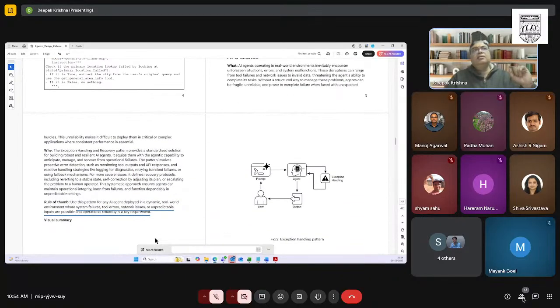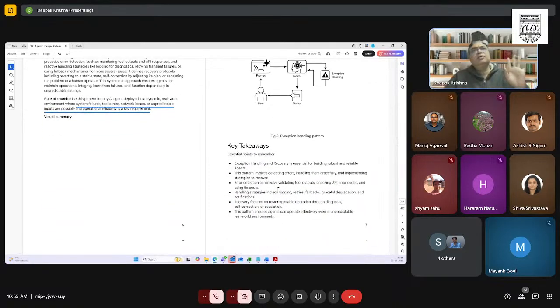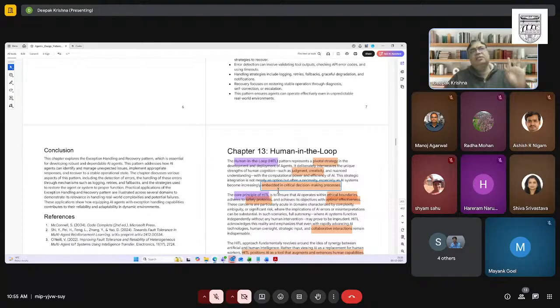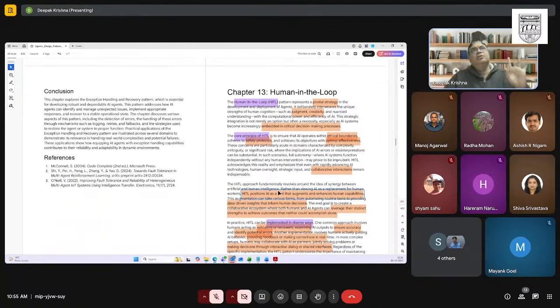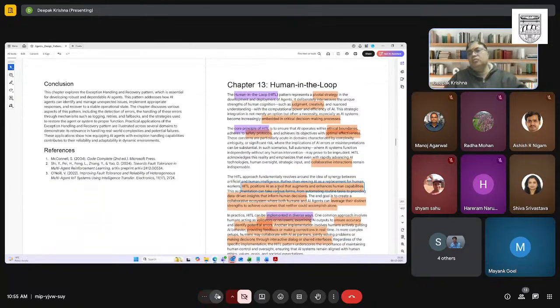And these are the rules of thumb: where we are building applications in which system failures, tool errors, network issues, or unpredictable inputs are possible, there we need to use this pattern to handle any type of exceptions. Right? This is just a diagram of this. With this, I hope this chapter is finished. Shall I move to chapter number 13, which is human in the loop? Or do we have any questions?